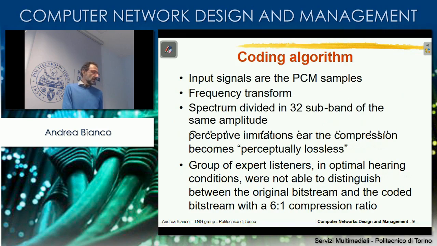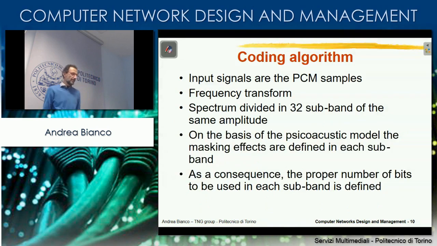The basic idea is PCM. You take the input signal as PCM samples and you make a transformation into the frequency domain. Then you divide the spectrum into 32 subbands of the same amplitude, and exploiting the psychoacoustic model, what you are doing basically is assigning a number of bits to each subband, which is good enough due to the fact that we hear in one way in this subband and in another way in the other subband. That's the basic idea.